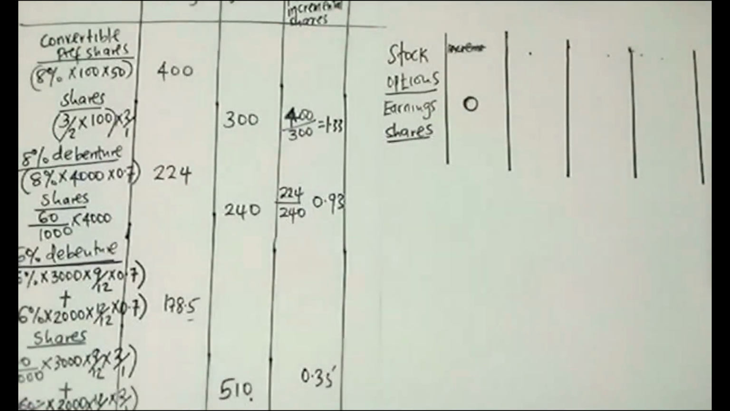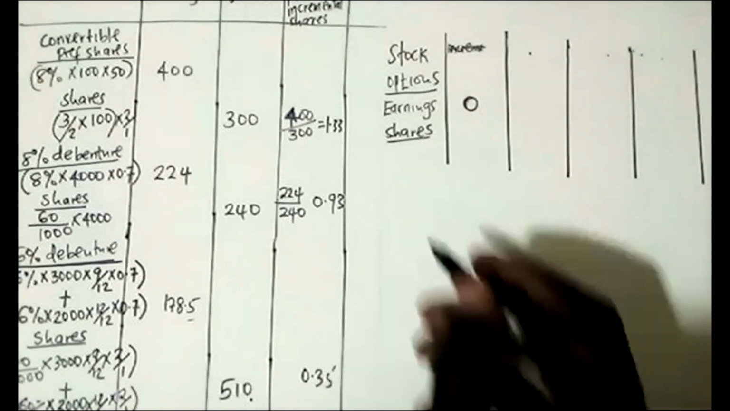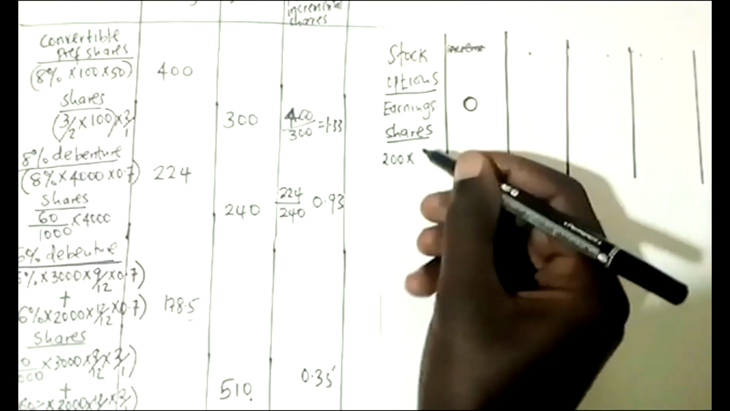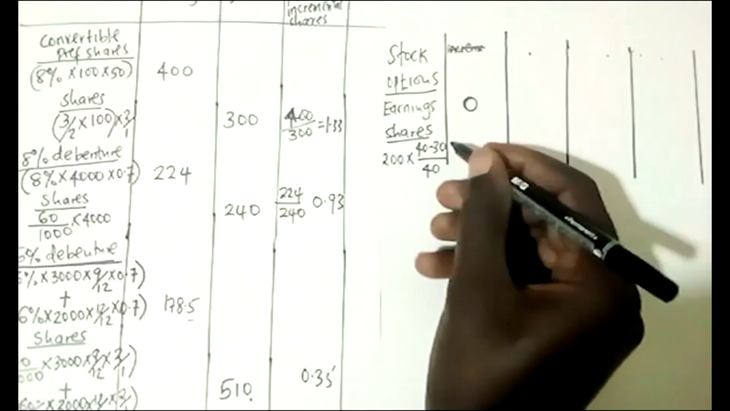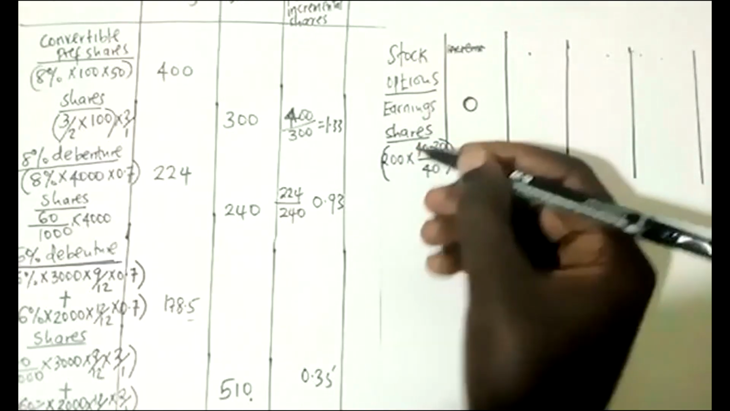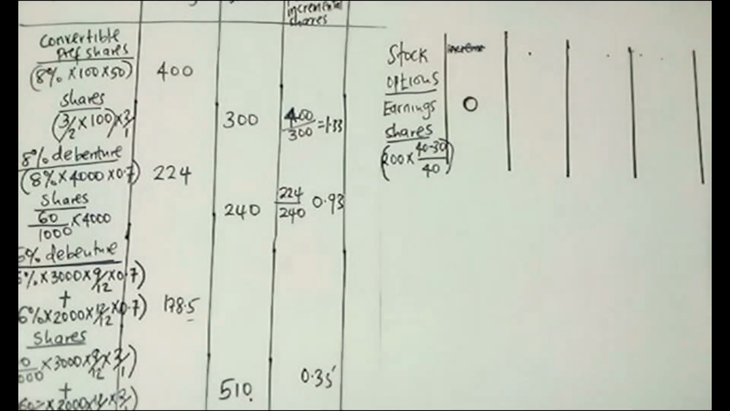Remember that in our question, they were given an option to exercise the shares at 30. The market price was 40. So the options were 200. You multiply with 40 minus 30, the bonus, over the 40. Then you weigh from the time of exercise. So those are the bonus shares we record. 40 was the market price. They were to exercise at 30. So the difference is 10. Divide by the total of 40, you multiply with 200.